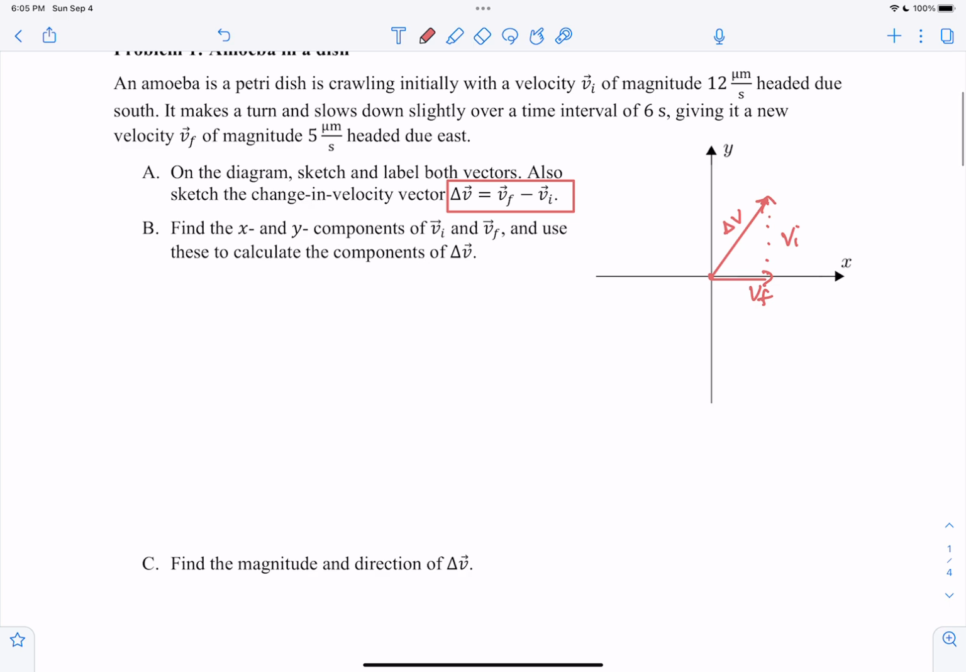So moving on to B, it's asking us to find the x and y components of VI and VF and use these to calculate the components of delta V. So for VI, they said we had a magnitude of 12 micrometers per second headed due south. If it was headed due south, it's not southeast, it's not southwest, it's not at an incline or at a specific degree. So our x component would be what for VI?